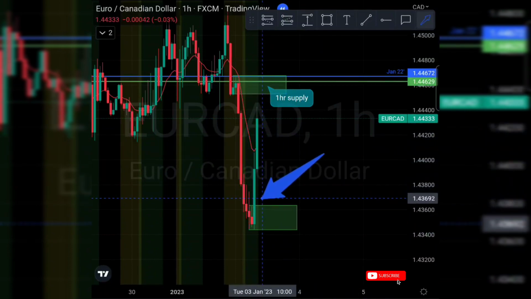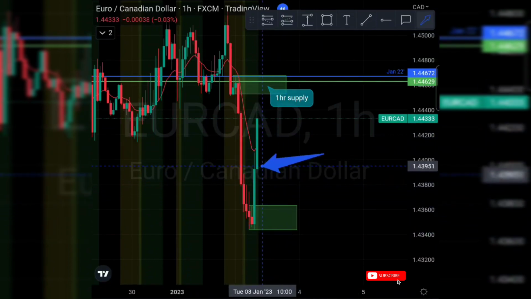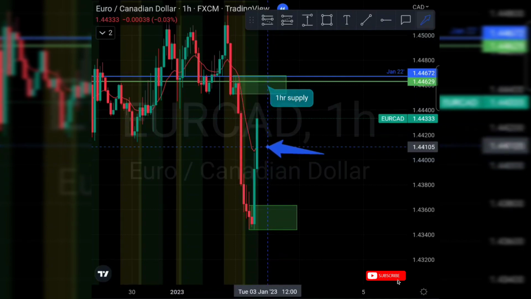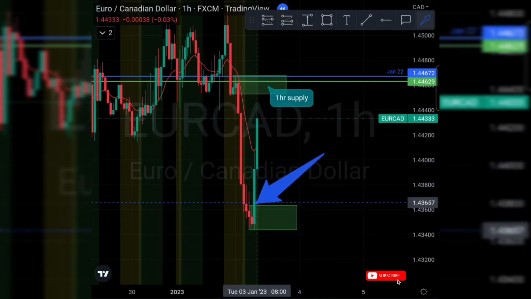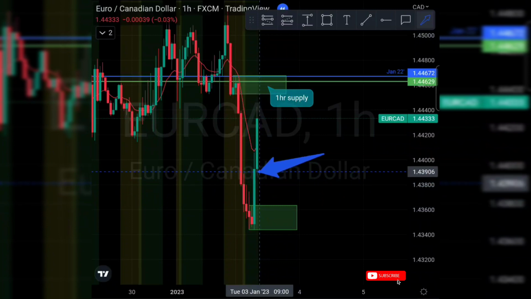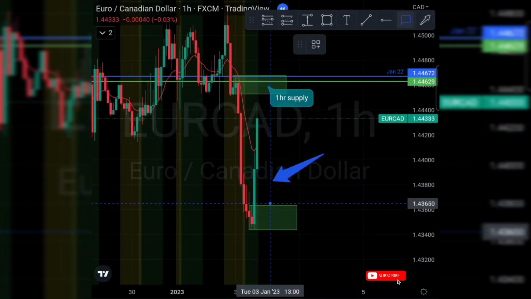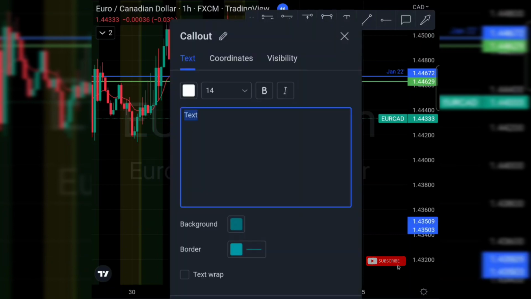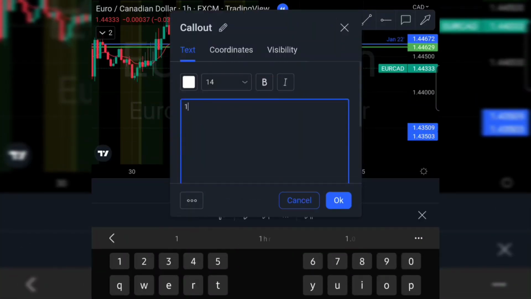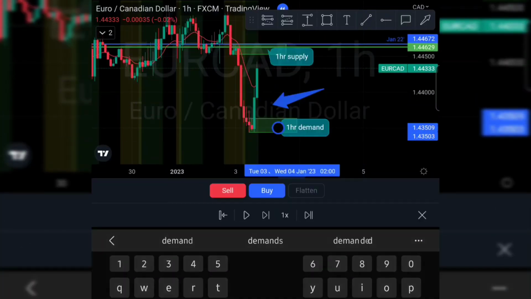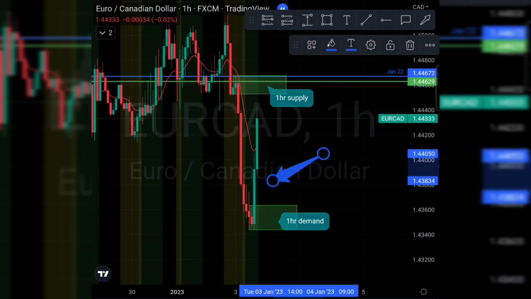So we had this demand as well. Price explodes up. The next candle never pulls back to the candle before the move, and it leaves a large gap, huge gap. So we also have a 1 hour demand as well. So we have to put 1 hour demand to let us know this is not 15-minute zones.